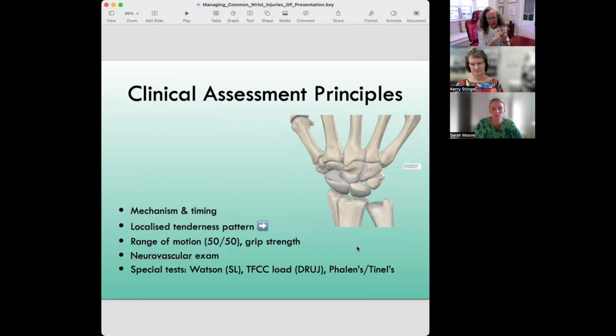The Watson test, I think, is a little bit complex. I like to do that with pressure on the distal pole of the scaphoid.